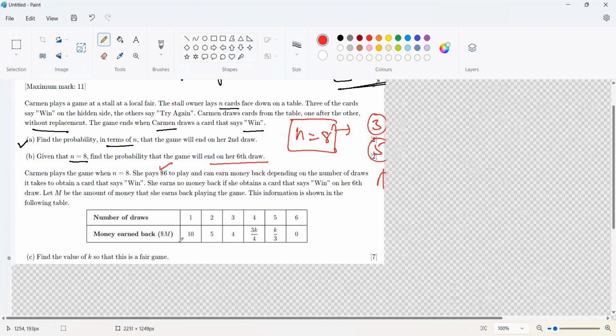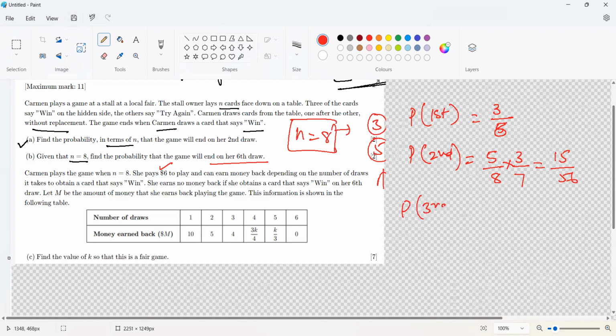Let's find the probability first. Probability of winning in the very first draw: there are 3 winning cards out of 8, so that is the probability. Probability of winning in the second is what? Let's see, lose in the first, which is 5 upon 8, and win in the second, which is, what is the total winning cards? The total winning cards is 3. It will be 3 upon 7, which is 15 upon 56.